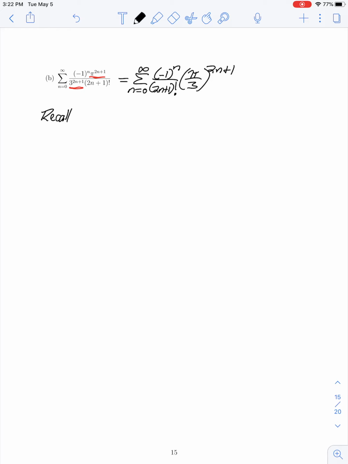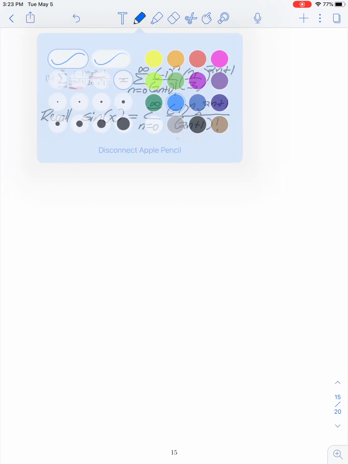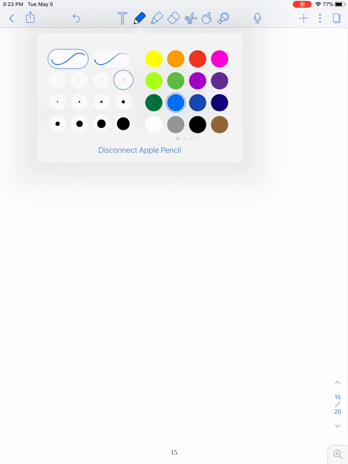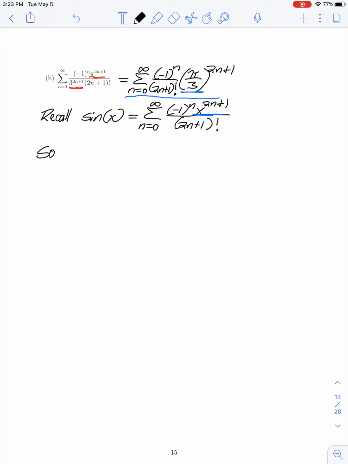If we recall, the Maclaurin series for sine x is given by the sum from n equals 0 to infinity of negative 1 to the n times x to the 2n plus 1 all over 2n plus 1 factorial. So that looks exactly like what we have here. The only difference is instead of x to the 2n plus 1, we have pi over 3 being raised to the 2n plus 1. So replacing x by pi over 3 in our Maclaurin series, we have the summation that we're interested in.